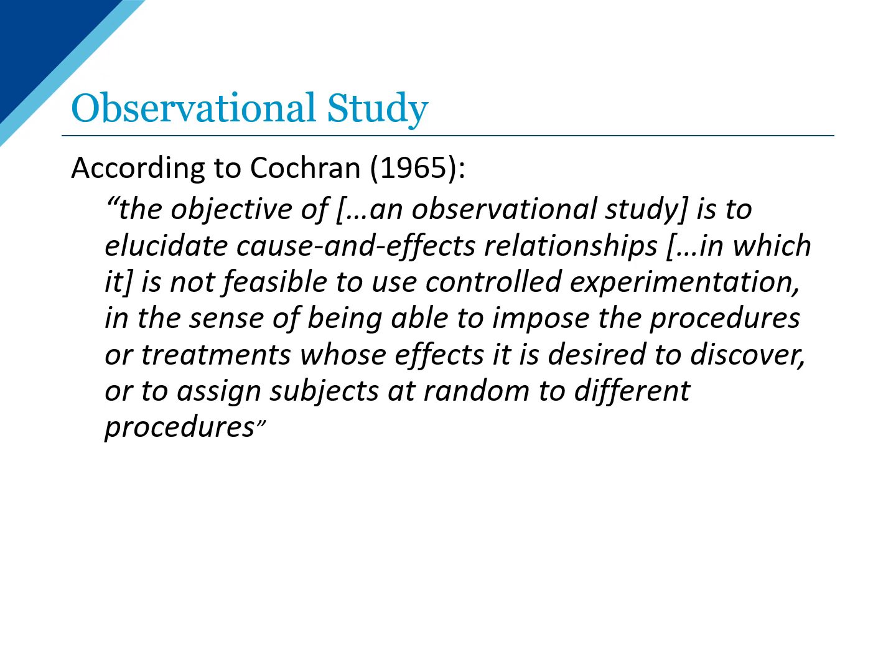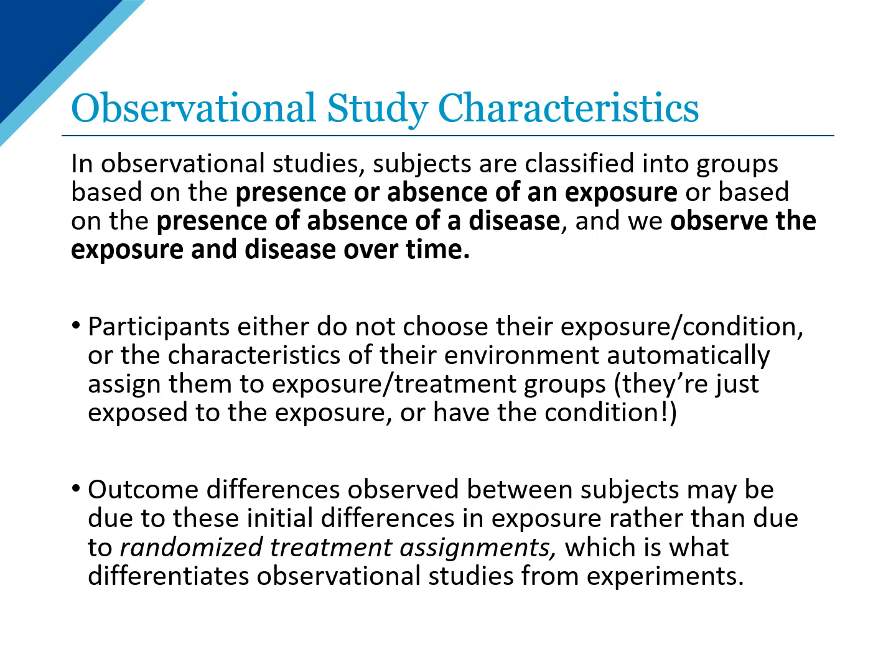This quote by Cochrane in 1965 essentially means that we use observational studies to look at the cause and effect relationships among exposures and outcomes when it isn't appropriate or feasible for us to assign exposure or randomize individuals to different groups. In observational studies, people are divided into groups based on the presence or absence of an exposure or based on the presence or absence of a disease. And then we observe the exposure and disease over time, letting nature take her course.